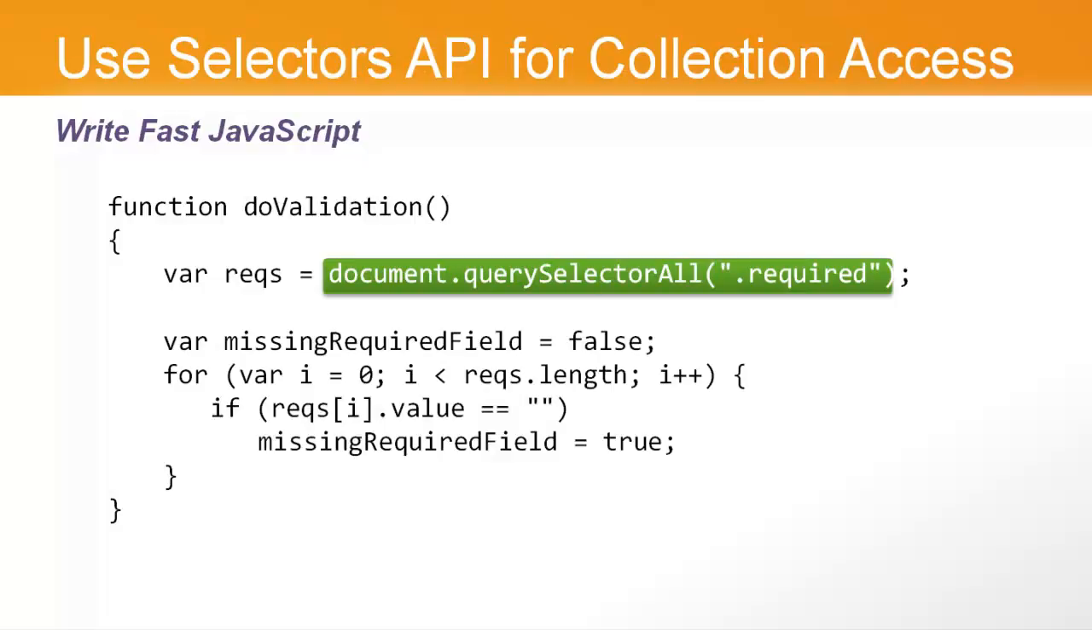Also, try to use the selectors API for collection access. These are implementations that are very fine-tuned, and it's going to be easier than having you go across the DOM doing the iteration. This is going to work directly with the abstract syntax tree and all the different collections and structures that the compiler has created for you. So it's going to be more efficient than just doing it yourself. Try to keep that in mind as well.